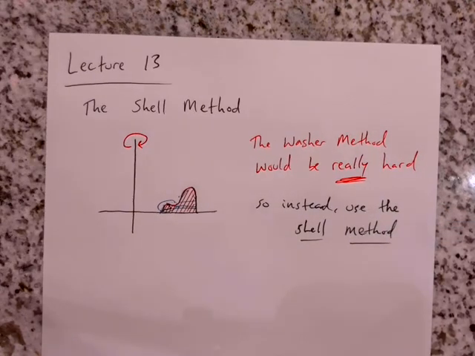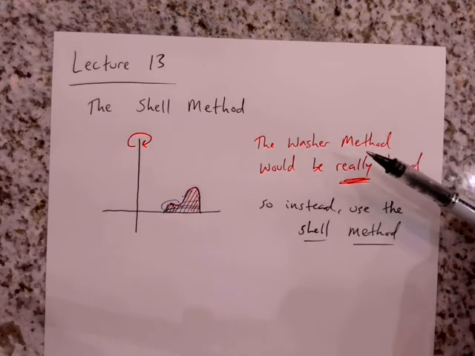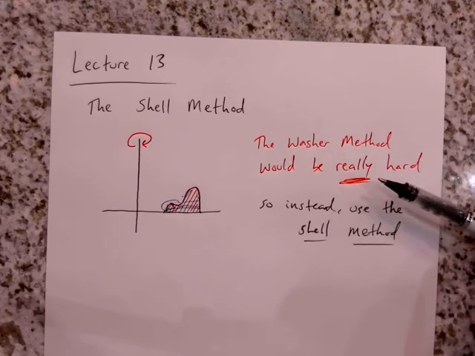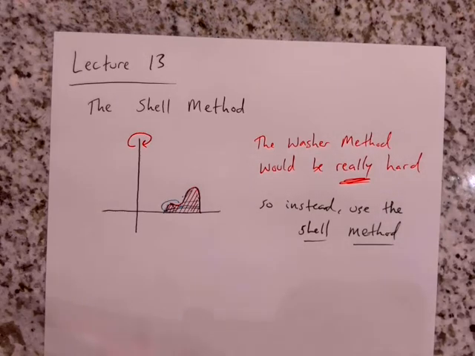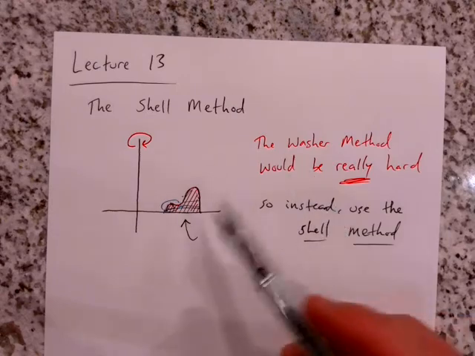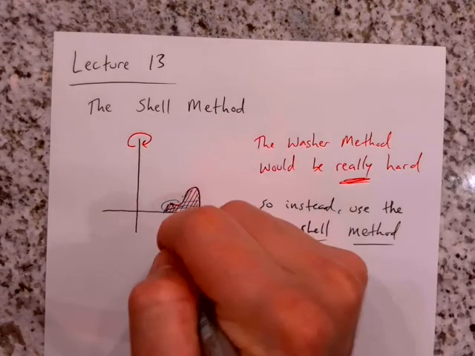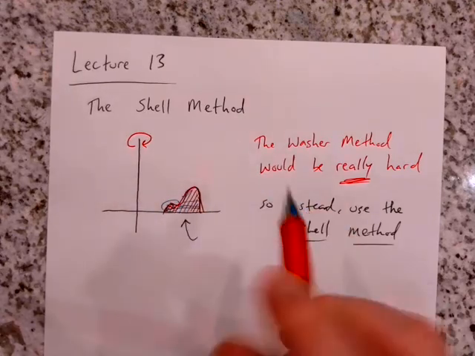So to recap, the disk method is if there's no gap. The washer method is if there is a gap. The shell method is if those previous two methods are really hard to do. And so here is the thing. This function is best expressed in terms of x. This is a function of x, because if your variable is x, you only need your one equation.